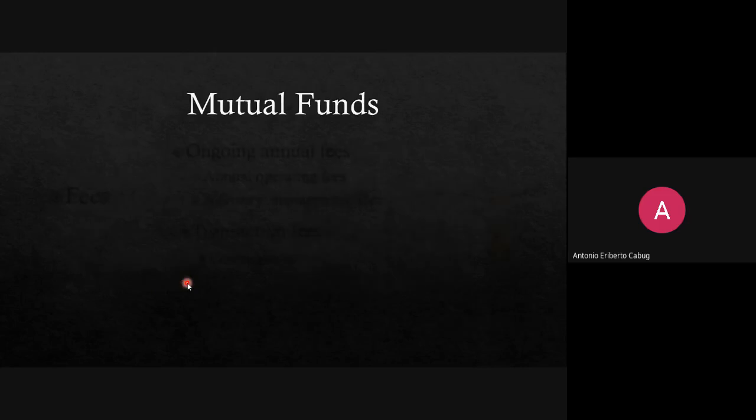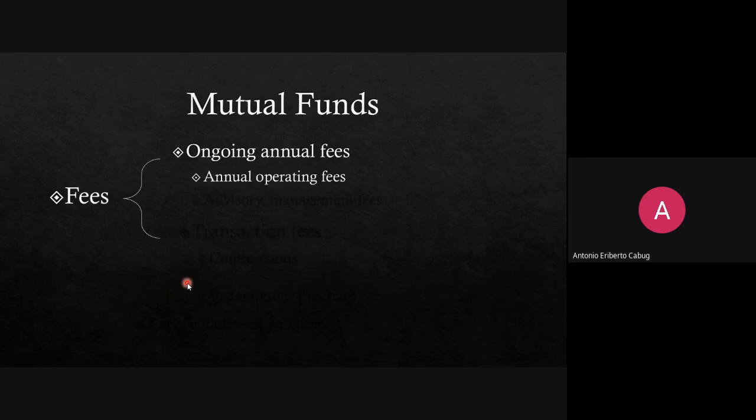Okay, now what are the fees that a mutual fund incurs? Ano yung mga gastusin ng mutual fund? So the expenses of a mutual fund would include the following. A, fees to be paid by the mutual funds. Ongoing annual fees. This includes the annual operating fees. Kasama na dyan yung sahod ng mga empleyado.